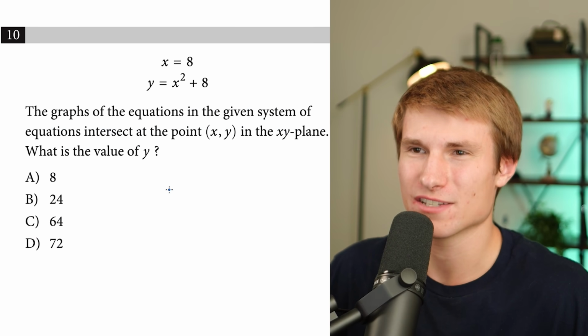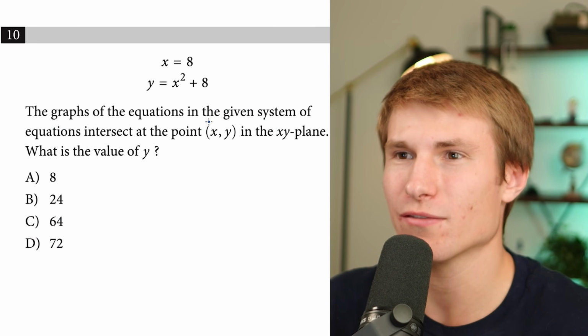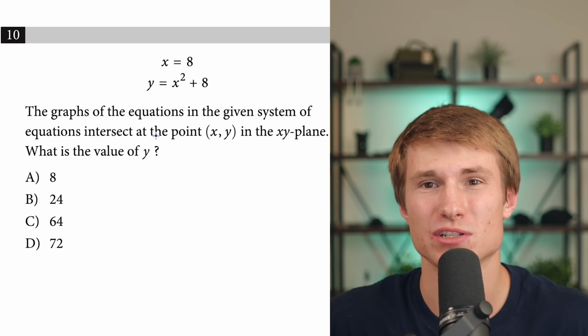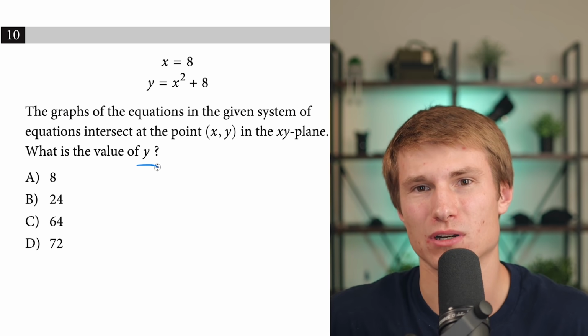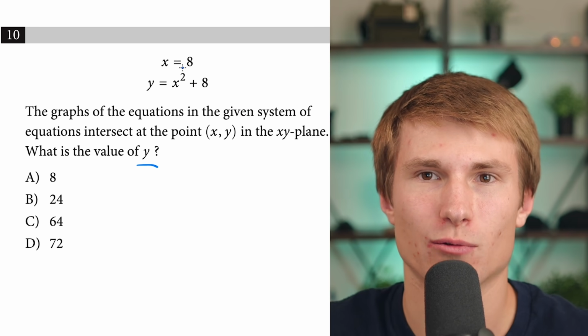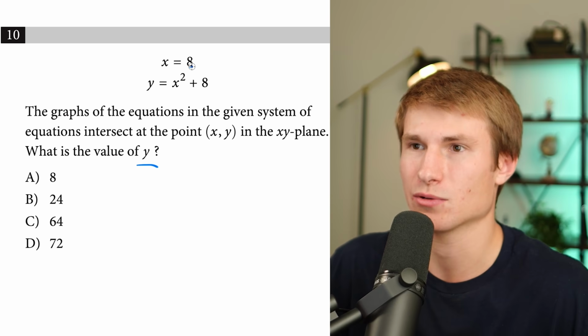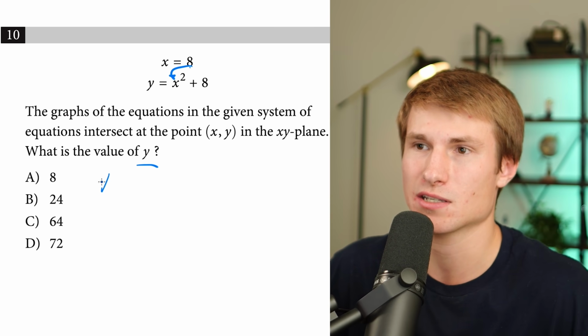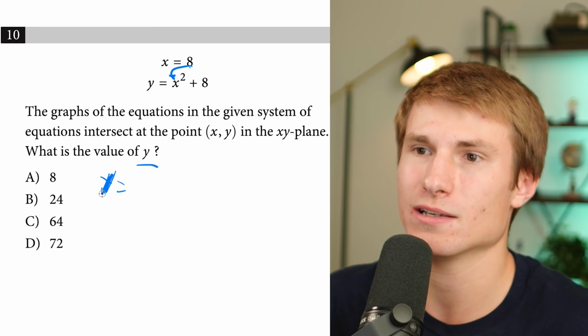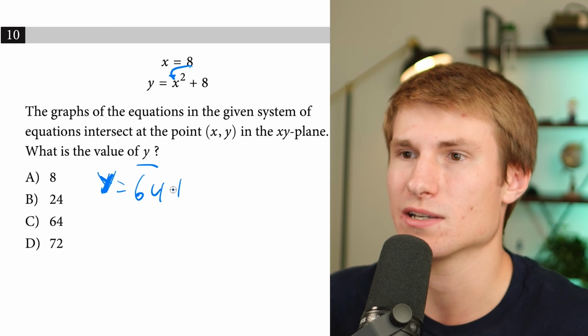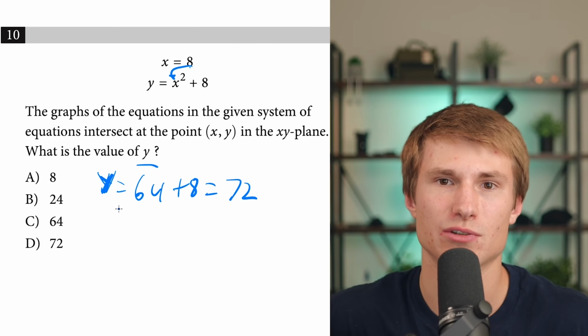Here's how to quickly solve this SAT math question. Question 10 states the graphs of the equations in the given system of equations intersect at the point x, y in the xy plane. What is the value of y? All right, it's pretty easy to solve for y here. All you got to do is go ahead and substitute x equals 8. And for x squared, we know 8 squared is 64. So we're going to end up with y is equal to 64 plus 8, which we know is going to equal 72. So our answer there is D.